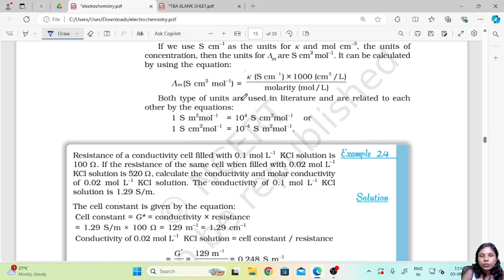Now both types of units are used in literature and are related to each other by these two equations. So you can use any type of units, both have a relation that is given in literature. So you can use either this one or this one.